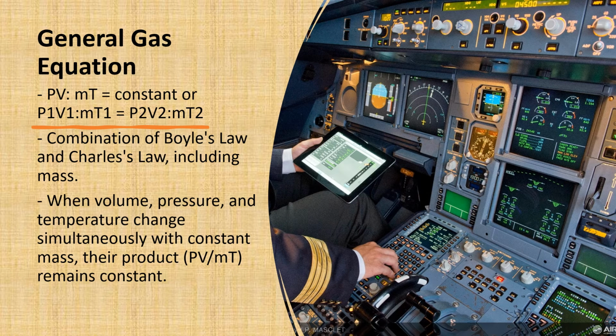Now, when we combine these two laws into the general gas equation, it tells us that when we change the volume, pressure, and temperature of a gas all at the same time, as long as the mass stays constant, their product stays the same. So for example, if you have a cylinder of oxygen, the pressure indicated on the cylinder will change if you change the temperature.